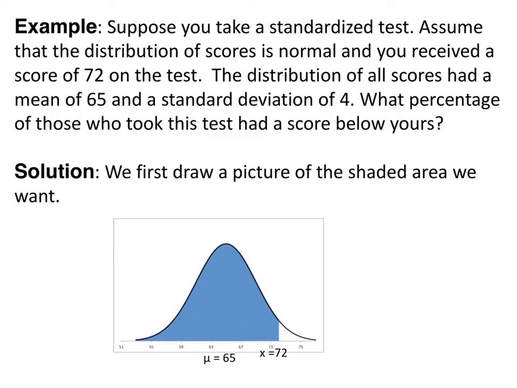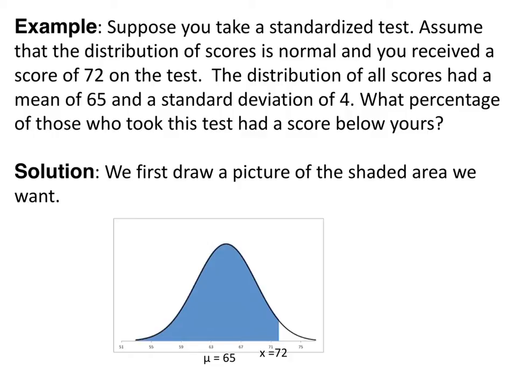Okay, so let's try putting it all together. Suppose you take a standardized test, assuming that the distribution of scores is normal and that you got a 72 on the test. Let's suppose that the distribution of all scores had a mean of 65 and a standard deviation of 4. We want to know what percentage of those who took the test had a score below yours. So you want to know how you did compared to everyone else.